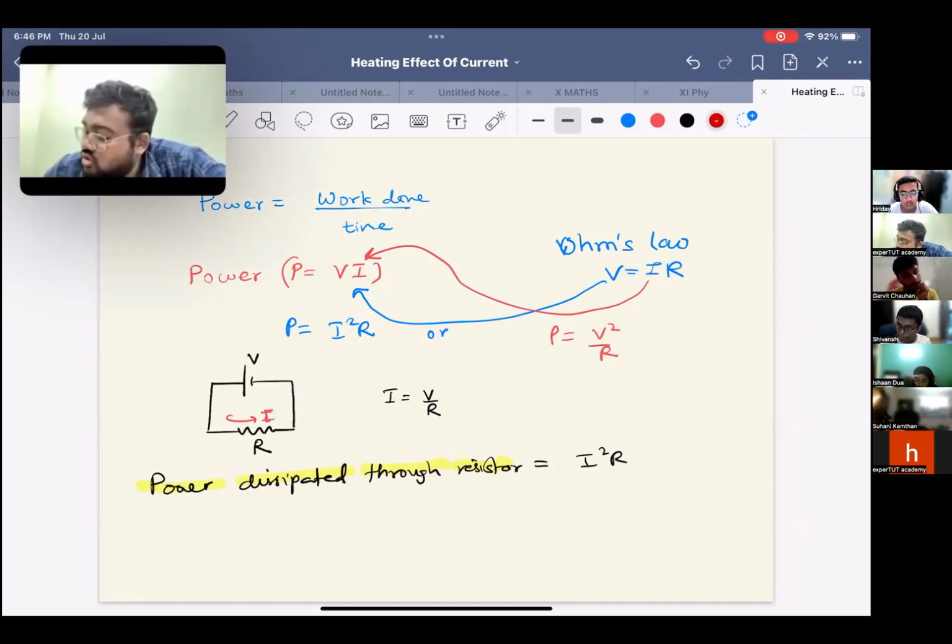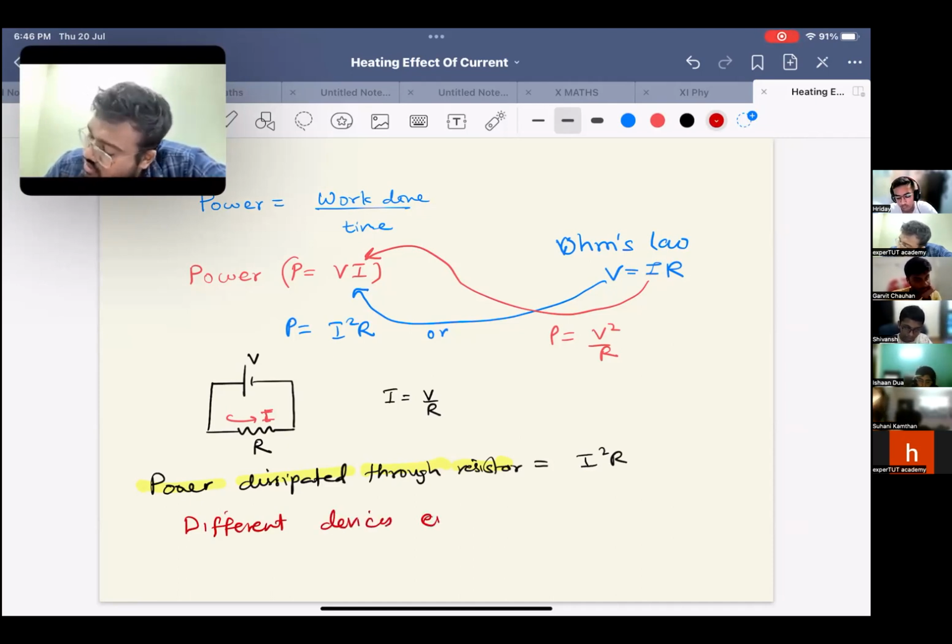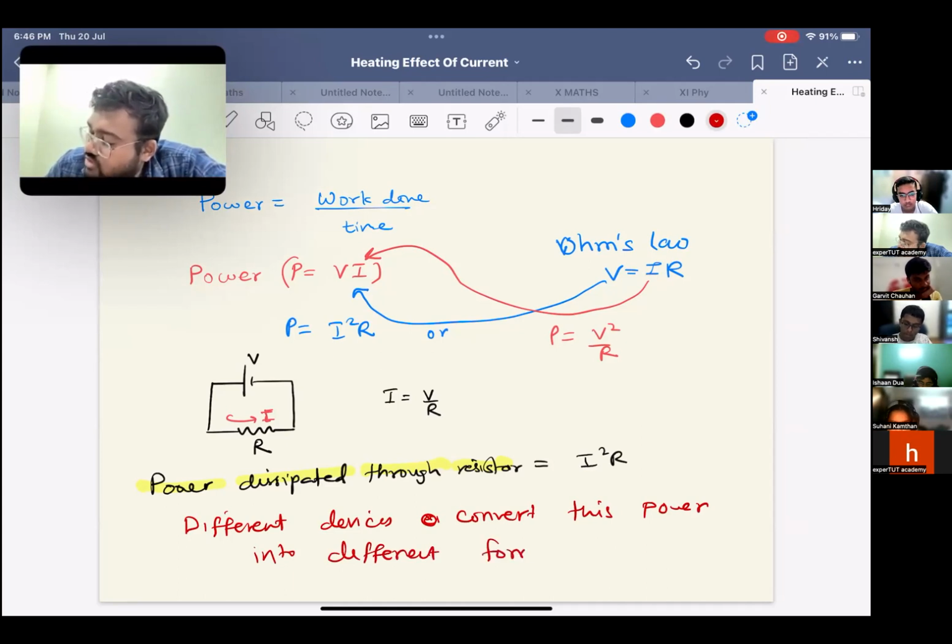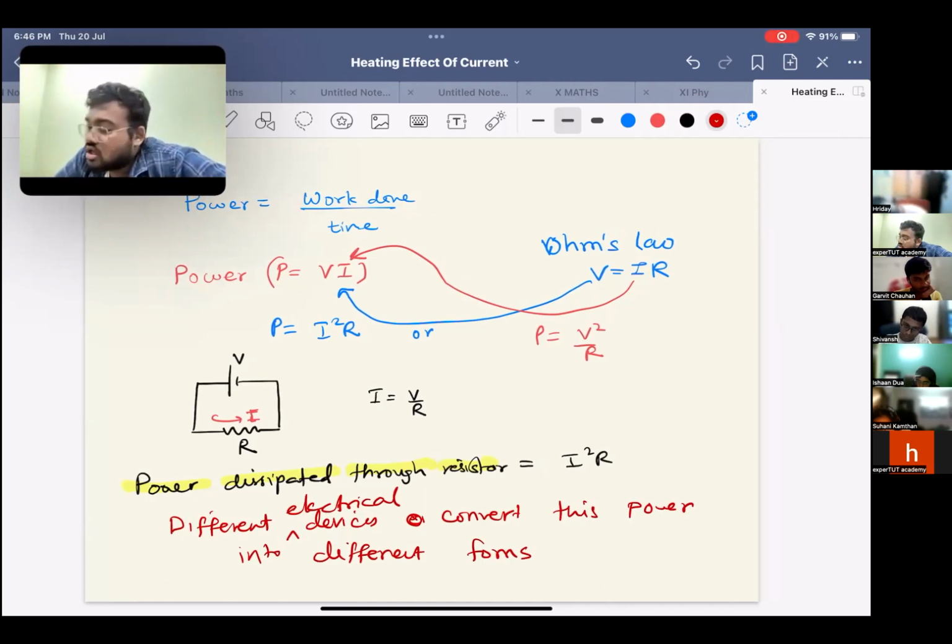Okay, so different devices, different electrical devices, convert this power into different forms. Okay, understood.